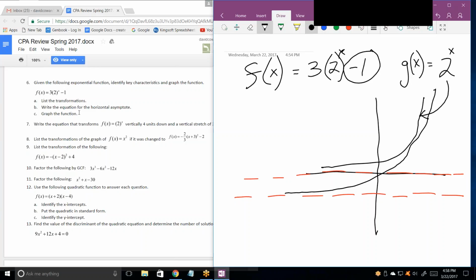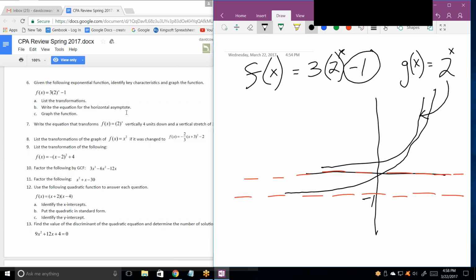Oh, incidentally, what is the equation of that bottom red line? Because that's what they ask. Write the equation for the horizontal asymptote. The new one or the first one? The new one. It's at -1. Yeah. Because it was shifted down 1 from the original one, which was on the x-axis.